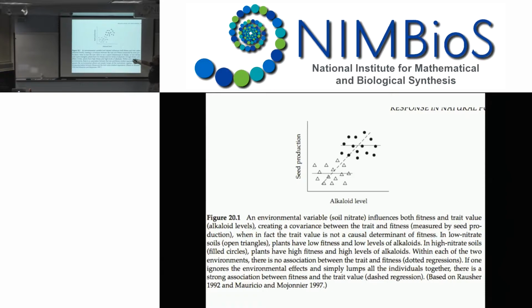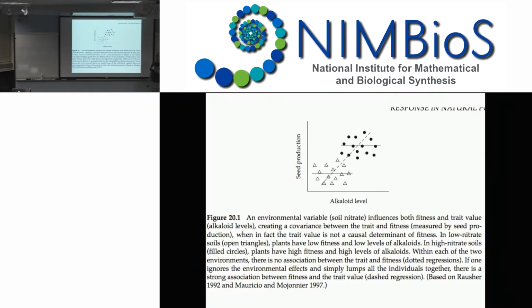Here is alkaloid level, here's seed production. These are plants in low nitrogen. Low nitrogen soil gives you low alkaloid levels, low seed production. These are plants in higher nitrogen soil, gives you higher alkaloid levels and higher seed production. Within each group, within the triangles, the regression is flat. Within the circles, the regression is flat. When you put these traits all together, you see an association.